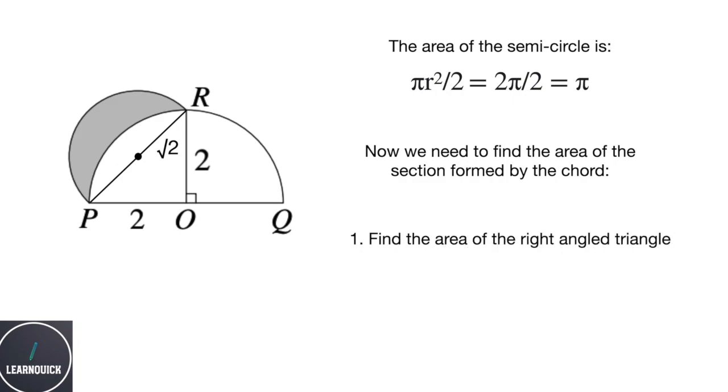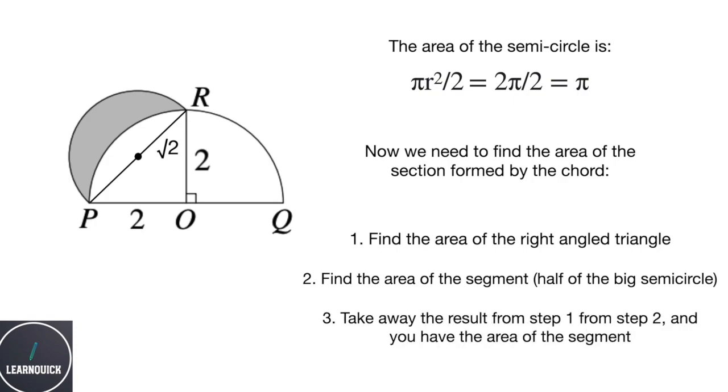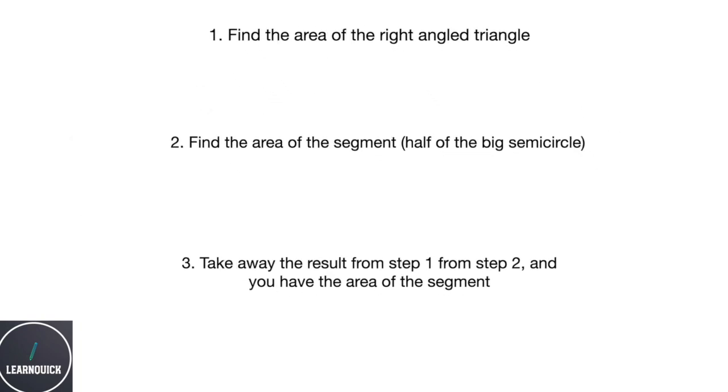There are 3 steps in this. The first is find the area of the right angle triangle. The second is find the area of the segment, which is half of the big semicircle. And finally, we want to take away the result from step 1 from step 2, and now we have the area of the segment. So let's go through these.